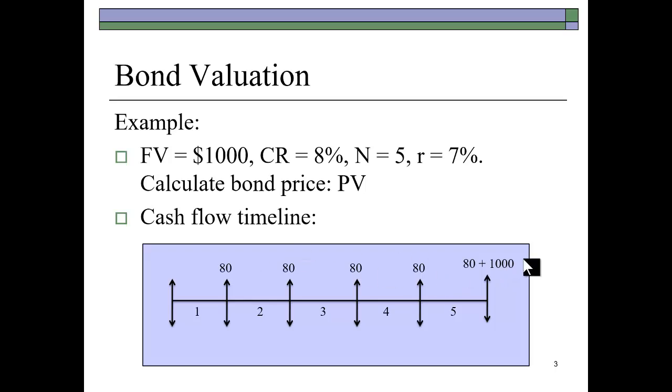The second is, what's the maturity of the investment? What's the investment period? In this case, of course, it's 5 years. And then finally, what's the discount rate? The discount rate in this case represents the yield to maturity on the bond, which is the rate of return that you're going to earn if you purchase this bond and you hold it until maturity. In this example, it is 7%.